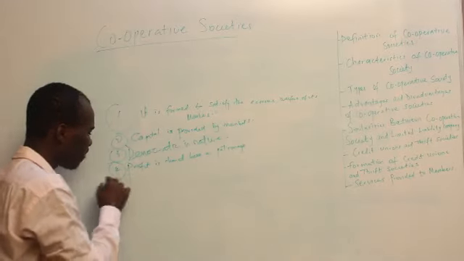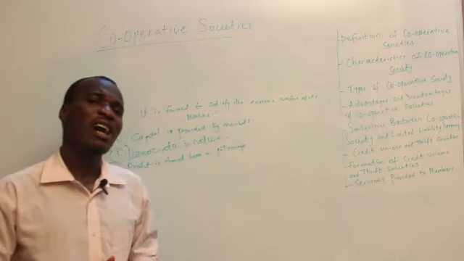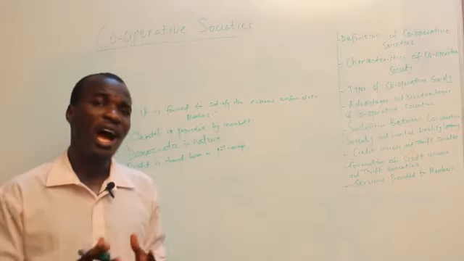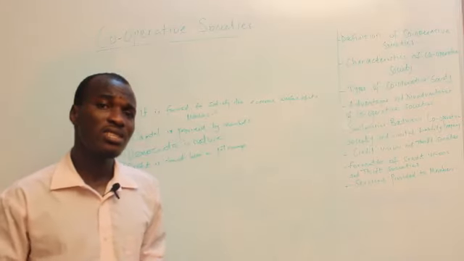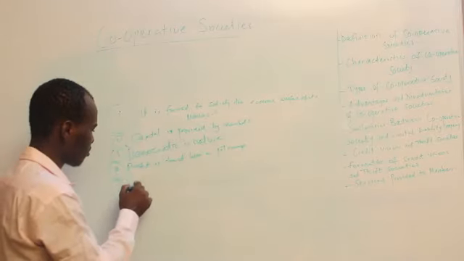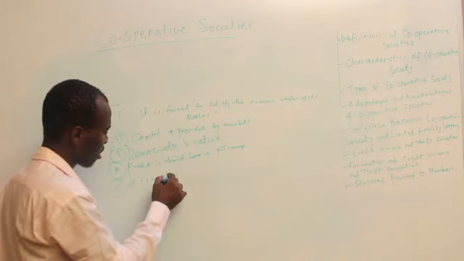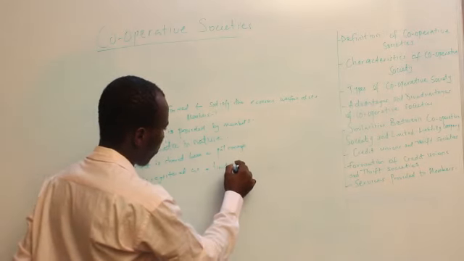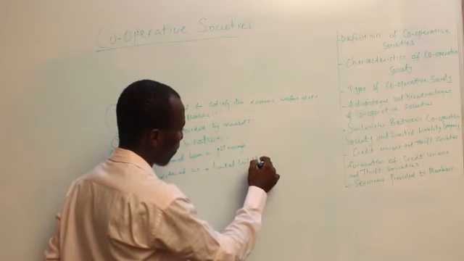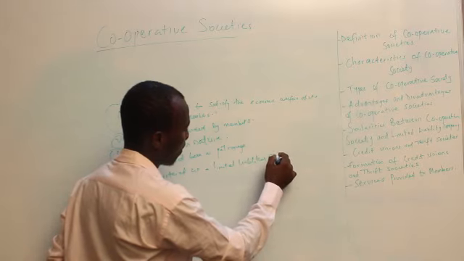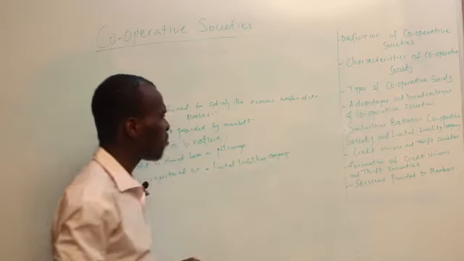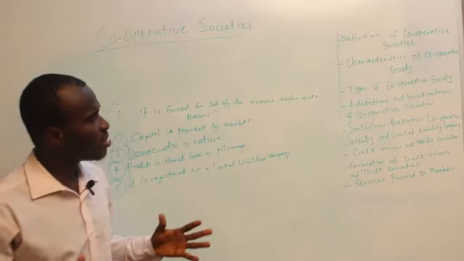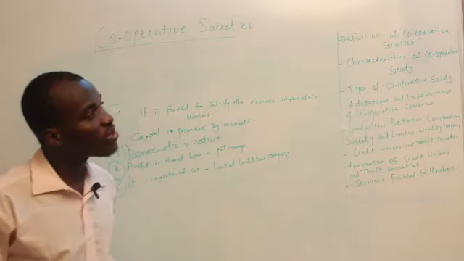Number five is that the organization is usually registered as a limited liability company. So we have a lot of characteristics, but we can stop here. Let's talk about five points, which are the major characteristics of the cooperative society.